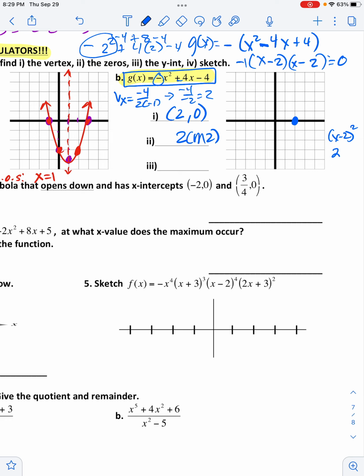Now I need the y-intercept. Well, the y-intercept is going to be where it crosses the y-axis, and it's what I get when I plug in 0. So if I look back here, 0 puts me right here. And that's going to be down 1, 2, 3, 4.